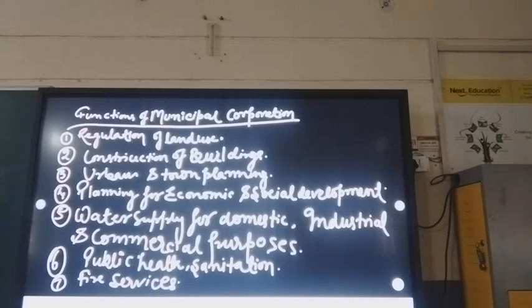The next function is construction of buildings. Next is urban and town planning. Next is planning for economic and social development. Next is water supply for domestic, industrial and commercial purposes. Now see the next line: public health and sanitation work. Last is fire services. So you have to write the functions of the municipal corporation.